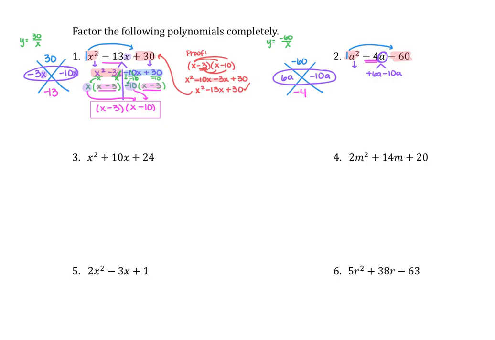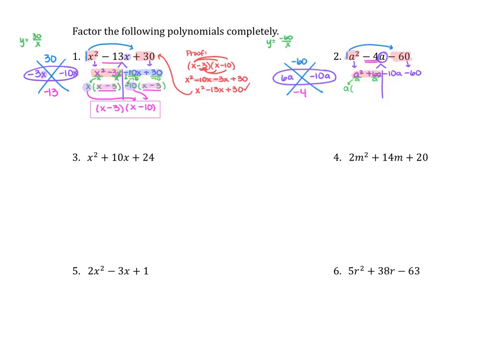I'm going to drop down my a squared. I'm going to drop down my negative 60. Here's where I group. I'm going to focus on just these first two terms. I'm going to find the GCF of those two. They have an a in common, so I'm going to pull that out.